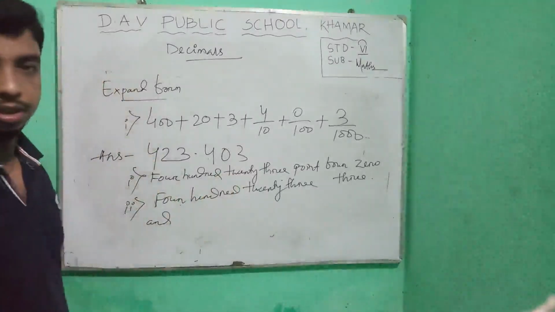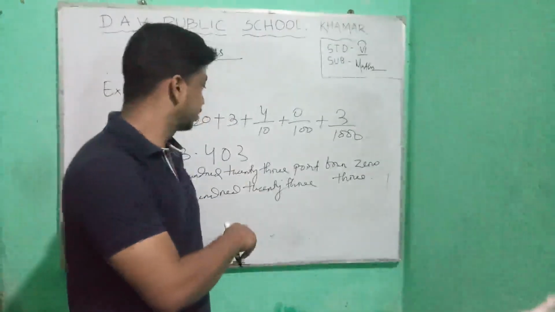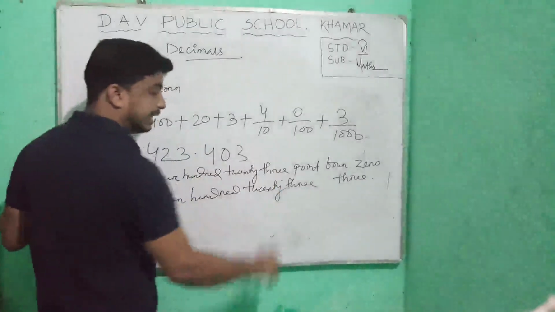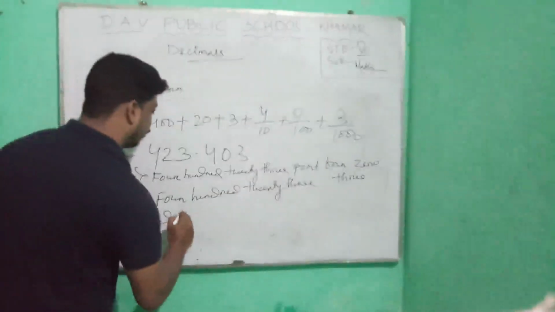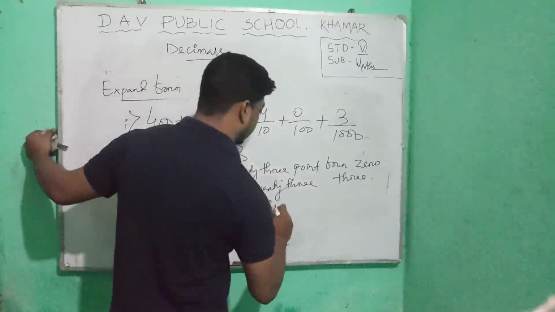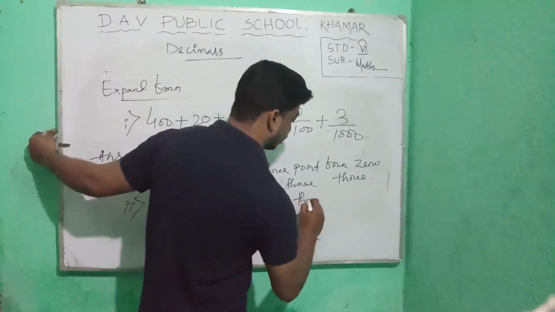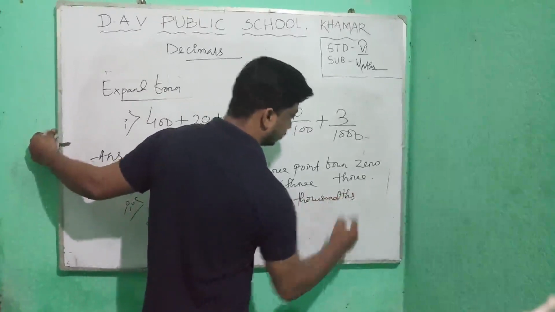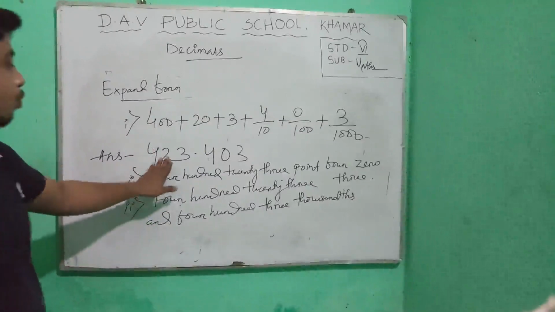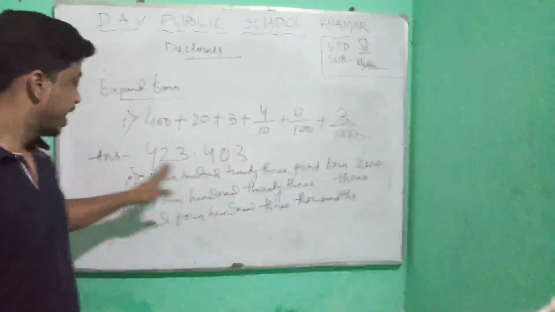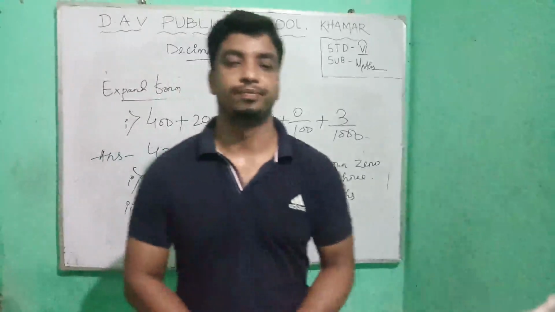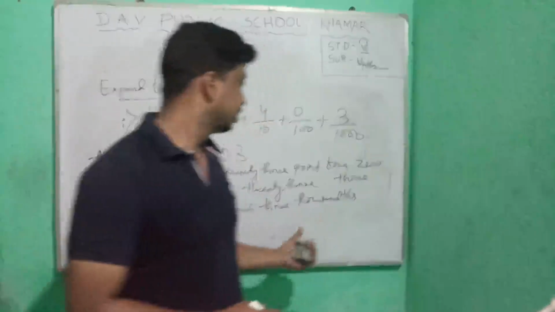So that will be thousandths. If there are two places, so that will be hundredths. If one place, that will be tenths. So here are three places, so that will be thousandths. So 403 thousandths. Okay. So we can write in two ways, that is 423.403 is one way, and the another way is 423 and 403 thousandths. Okay, so there are two ways of writing a decimal.